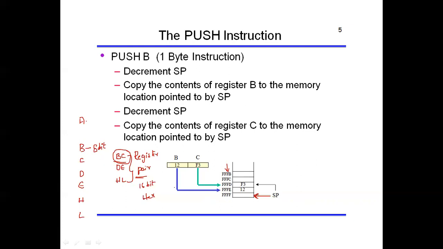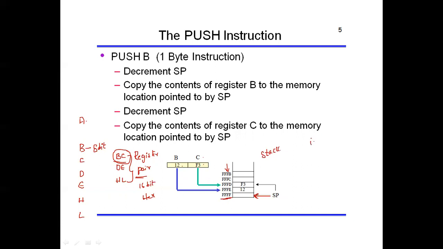So here in this BC pair, B is going to have the data of 12 and C is having the information of F3. Here I have represented very clearly, make sure of it. So B is having the data of 12 and C is having the data of F3. This I have to push onto the stack. This is the stack. So in 8085, the maximum memory location is FFFF.